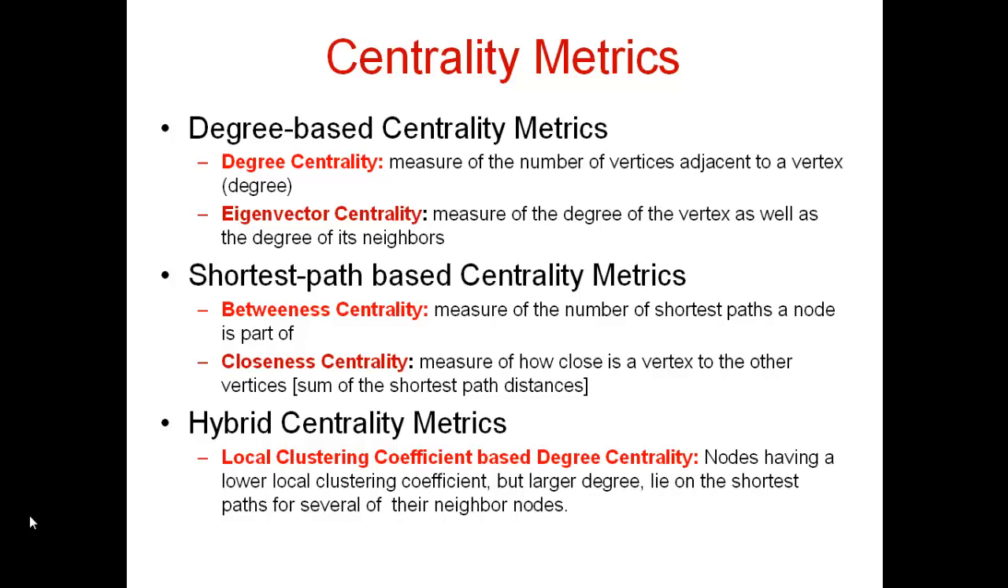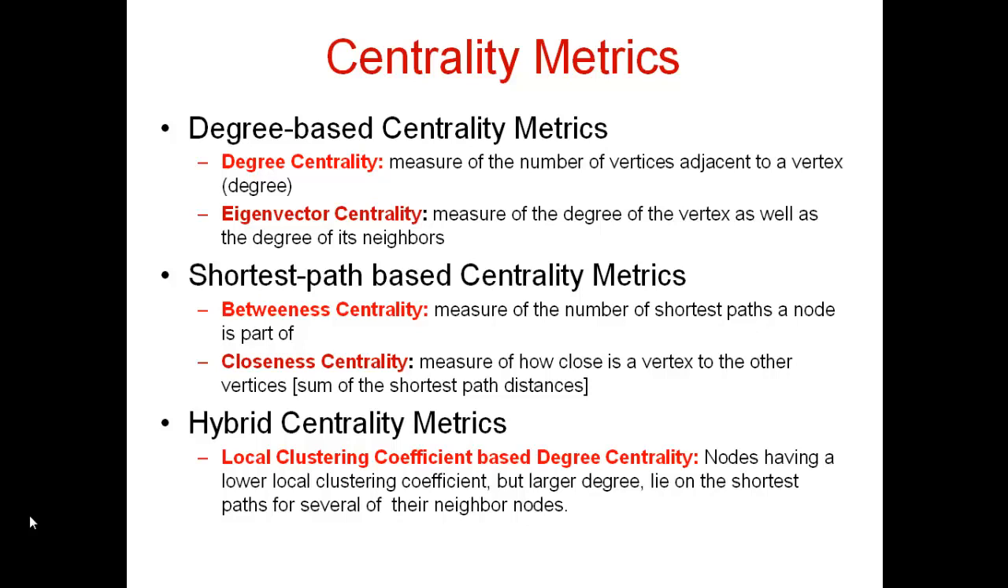Now, the shortest path based metrics, so we are going to look at the betweenness centrality as we just saw in this case. It's a measure of the number of shortest paths a node is part of. So how many shortest paths, or really what fraction of the shortest paths between any two vertices go through that particular vertex. That is betweenness centrality.